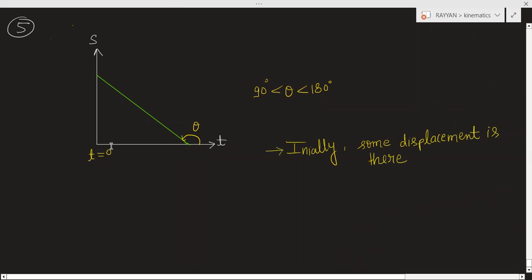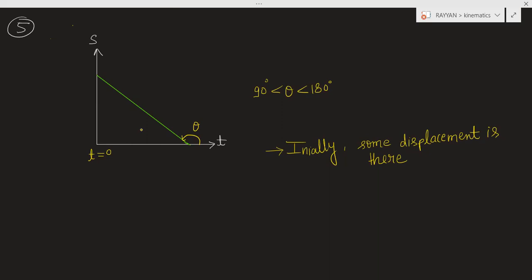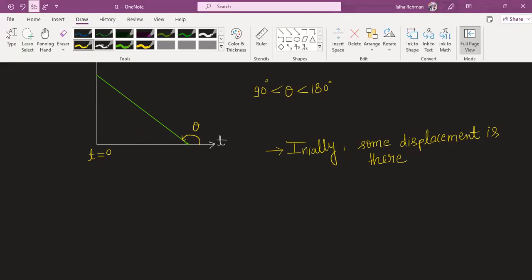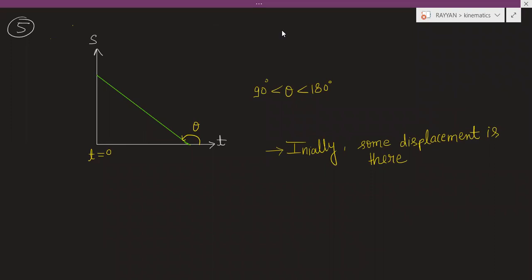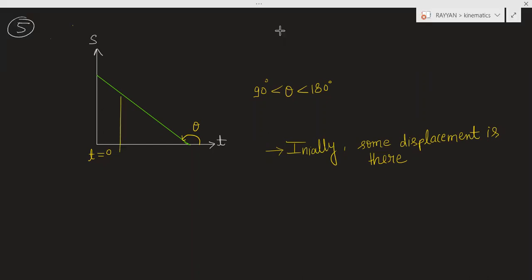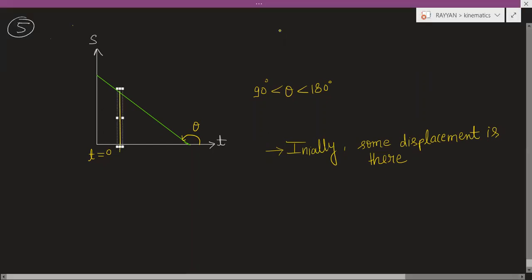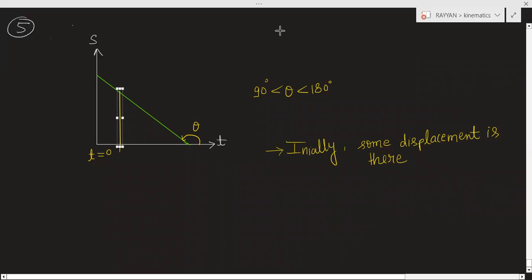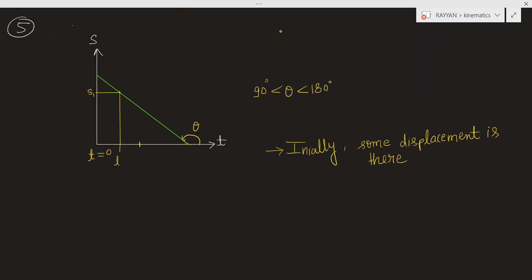Now, with time, the displacement is decreasing or increasing? Take this point. First point I have taken this. So I want to check at this point what is the displacement. So at this point, the displacement is this. Suppose this is S1. So as the time increases, we are coming here. This is T1. Suppose this is T2.